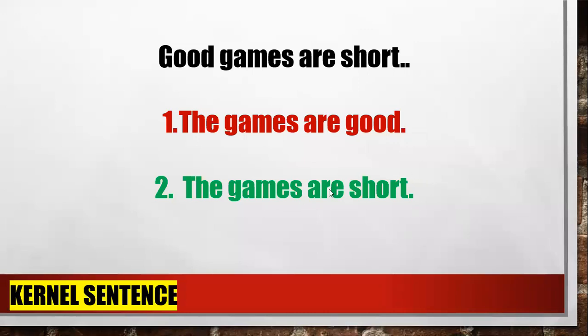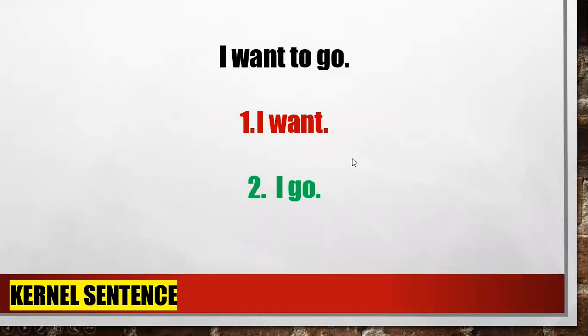All right. So don't forget, these are the kernel sentences. Another one, to finish with a kernel sentence: I want to go. Notice, it's a simple sentence, but it's not a kernel sentence. Why? Because we have two ideas. I want and I go. So I want is a kernel, I go is a kernel. Two ideas.